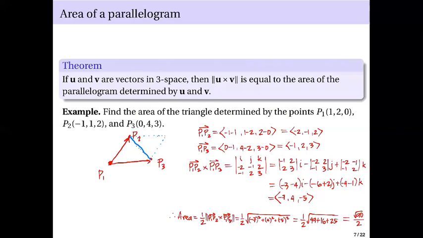over 2. So please check my arithmetic on this part. 16 plus 25, that's 41. 41 plus 49, that's 90. So square root of 90 over 2. And you can simplify this square root of 90 as 3 square root of 10, but this one is totally fine with me. This guy here, it's just fine. So we'll get this as our final answer.